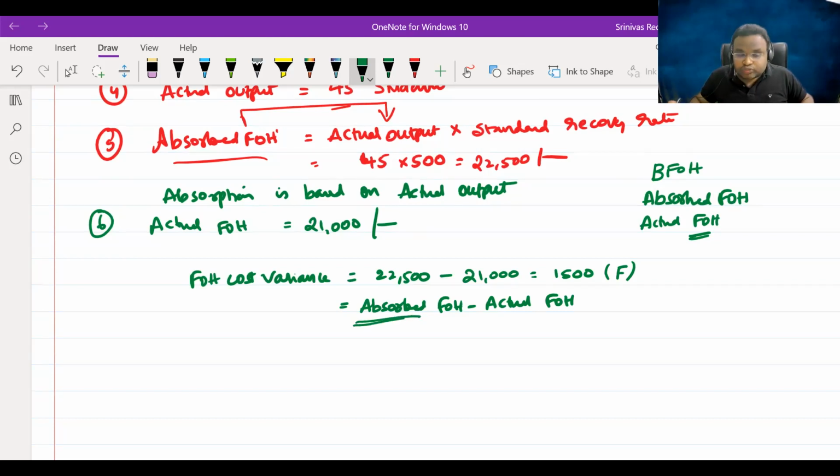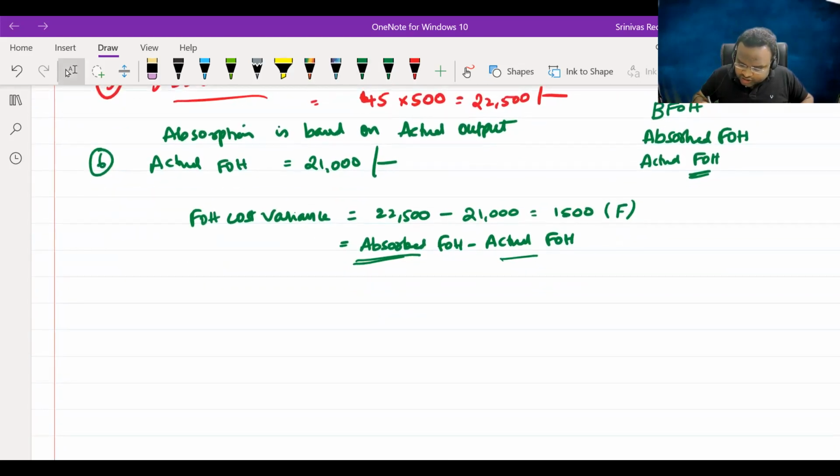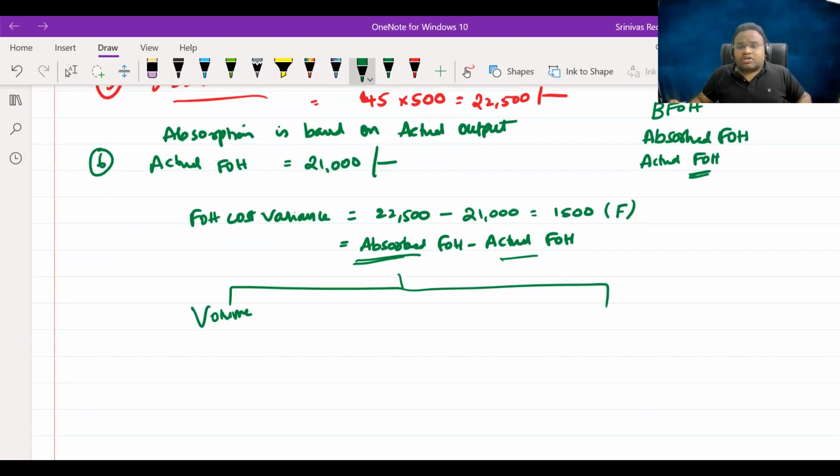Absorption is based on which output? Actual output. Now actual fixed overhead. Now tell me why you got this 1,500? Because of your two cases. One is volume. Because originally you planned for 40 students, whereas 5 students got increased.